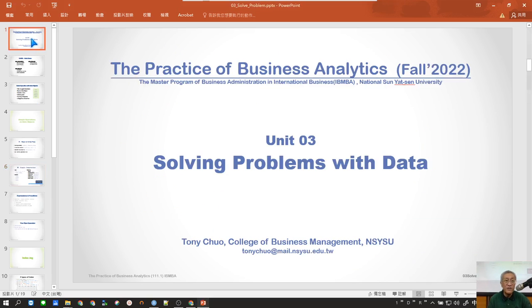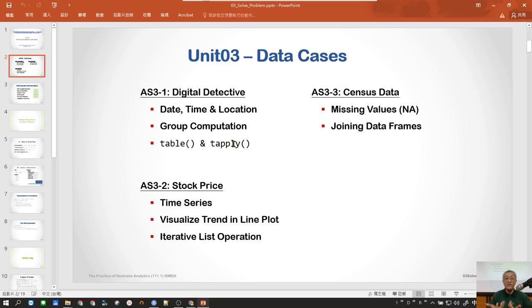We are going into Unit 3, and in Unit 3, I have 3 real data cases. The first one is called Digital Detective. The second one is stock price. And the third one is census data. These are real cases that I cited from the online course from the MIT Sloan School of Management, Massachusetts Institute of Technology. This is a first-class business school.